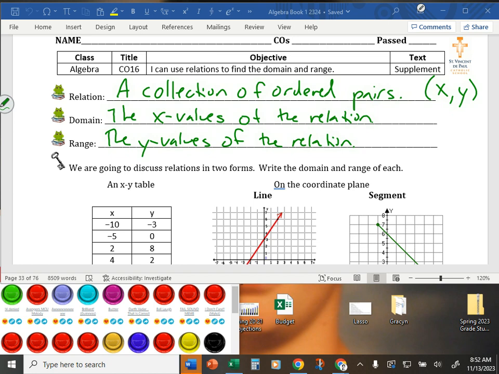And so the domain refers to all the x values a relation has. The range refers to all the y values that a relation has. Okay? And we're going to practice this with a couple different types of relations, a function table, and then 2 of them that are graphed. Any questions so far?